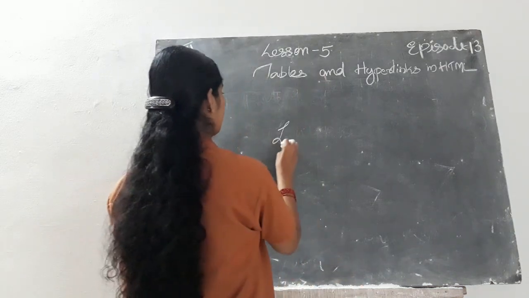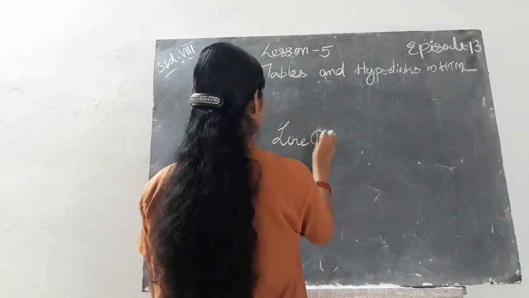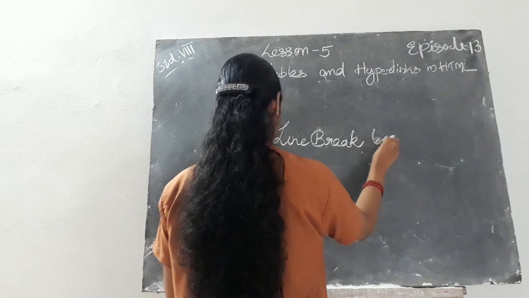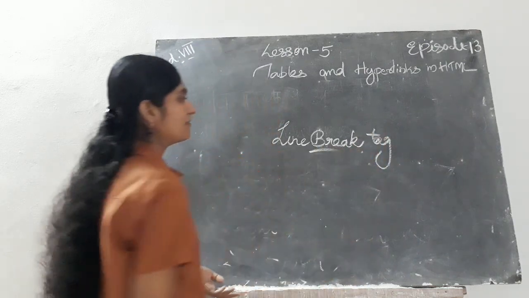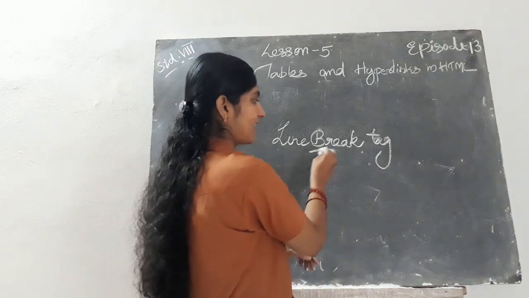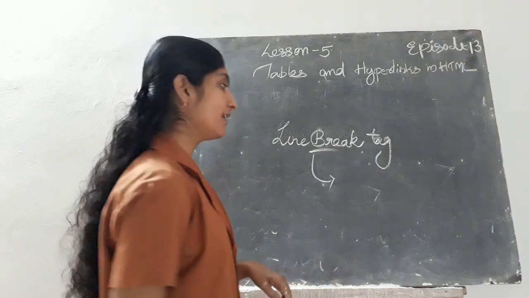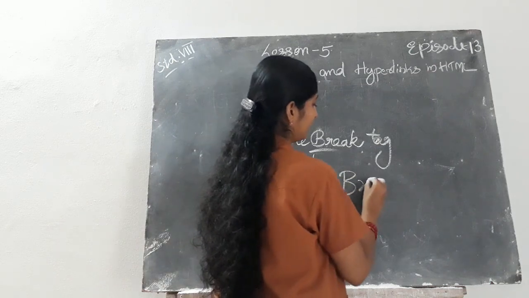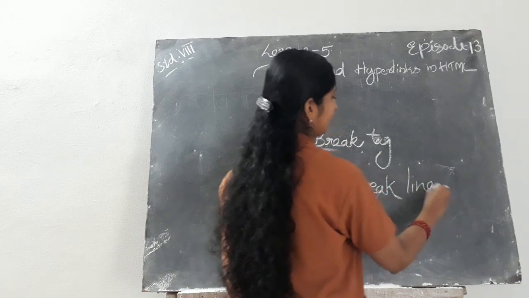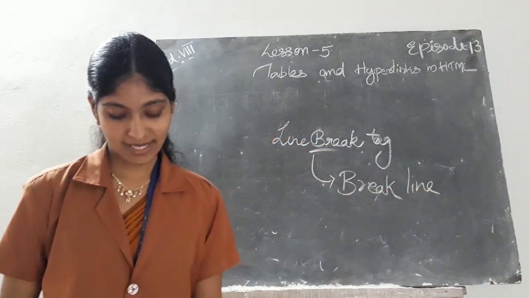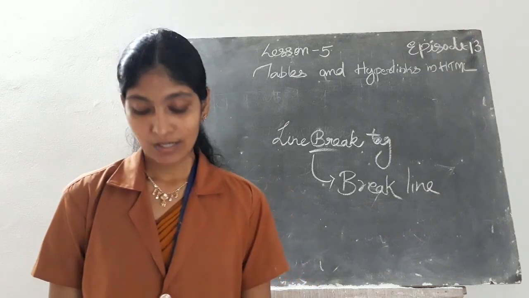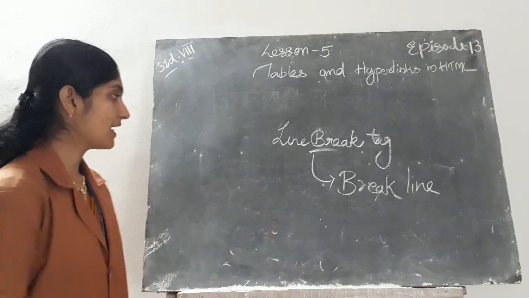Line break tag. So line break tag means if you want to break a line. So what does the line break tag indicate? It breaks a line. So we can use a tag, that is the line break tag. So the syntax of the line break tag is BR, which is used to break the line.